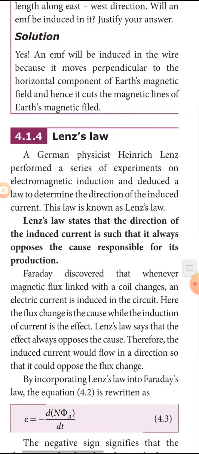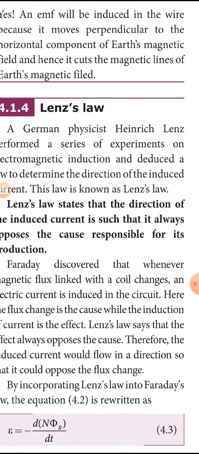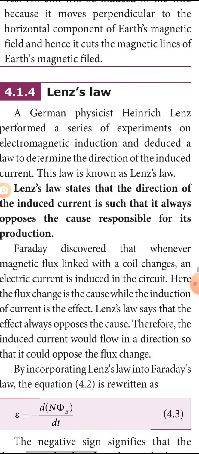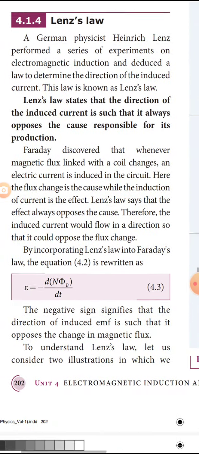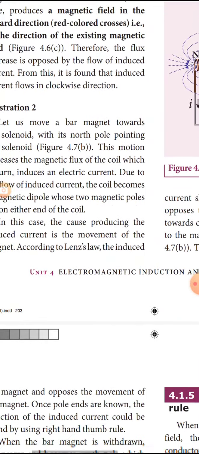Next we shall see about Lenz's law. Lenz's law states that the direction of the induced current is such that it always opposes the cause responsible for its production. That is, we are going to find out the direction of induced current using Lenz's law. So the direction of induced current will always oppose the cause that is responsible for its production. That is about Lenz's law. And here these are only the experiments.